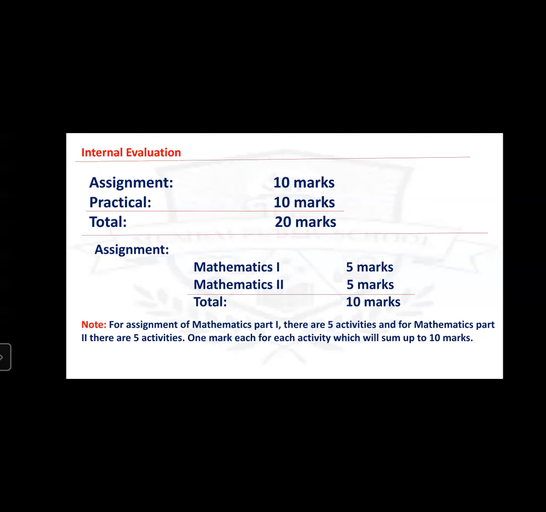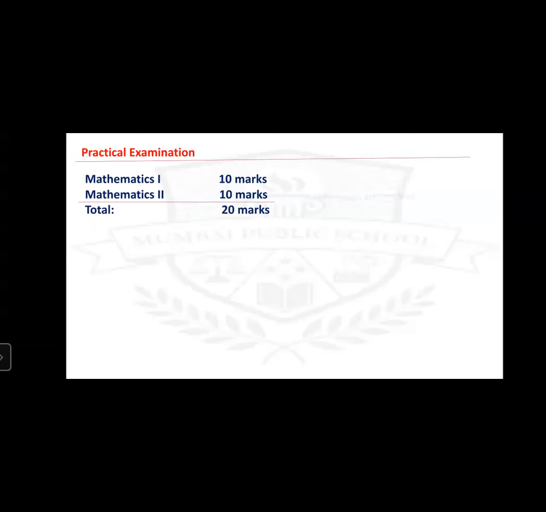Note that for the assignment of maths 1 and maths 2, there are 5 activities, which may be like MCQ type questions. Each activity carries 1 mark. That means 5 marks from maths 1 and 5 marks from maths 2, equal to 10 marks. Now we discuss the second part, the practical. In the next slide, practical examination: maths 1 is conducted for 10 marks and maths 2 is also for 10 marks. That means 10 plus 10 is equal to 20 marks.